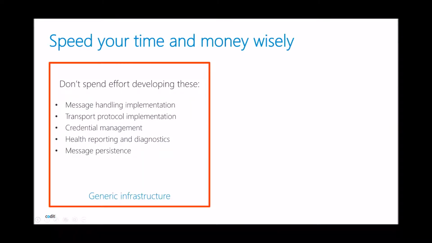One thing that's also important is that all this infrastructure plumbing is not really something that adds value to your business. So things like handling messages, implementing transport protocols like HTTPS to communicate to the cloud, or AMQP or MQTT, these protocol implementations take time. Implementing the way to manage credentials on the field so that your devices can authenticate in a secure manner to your IoT backend. Implementing health and diagnostics capabilities.